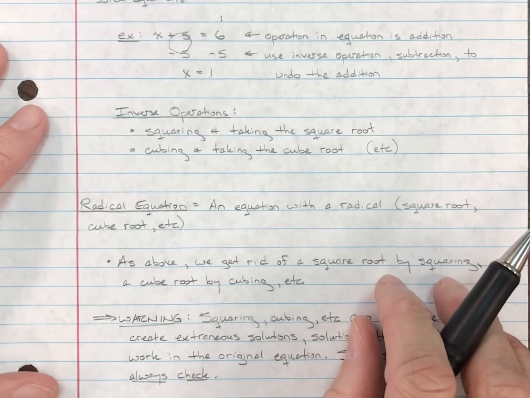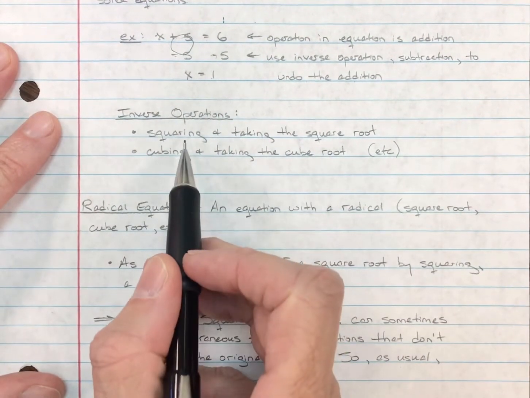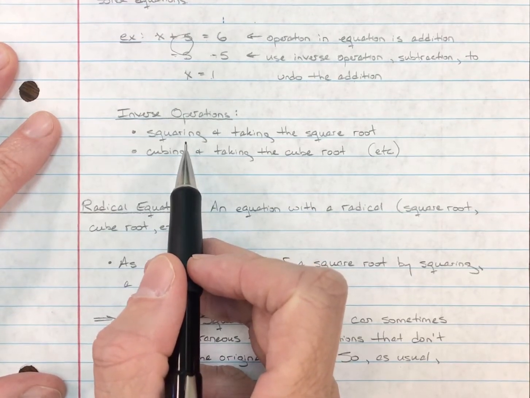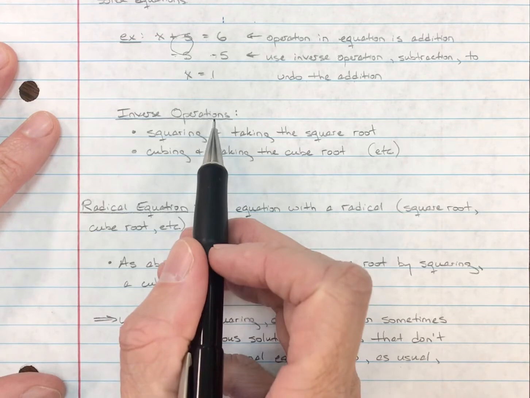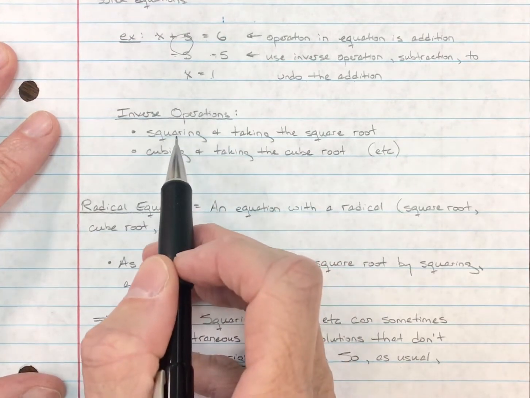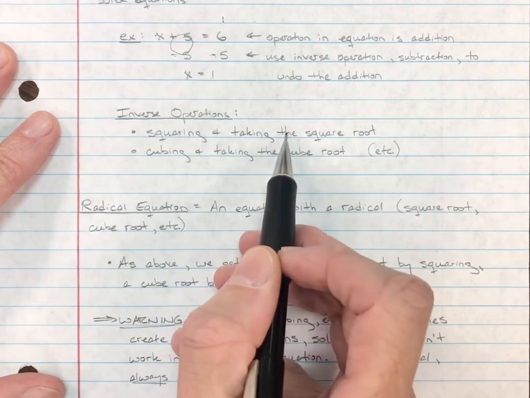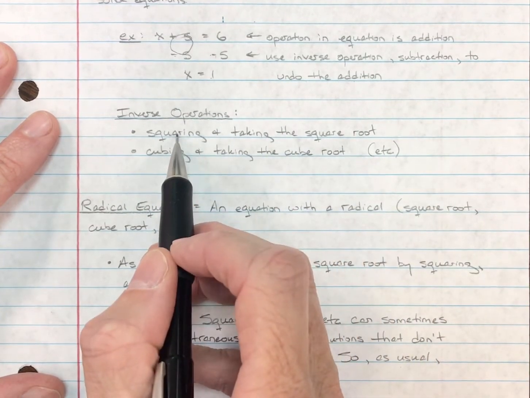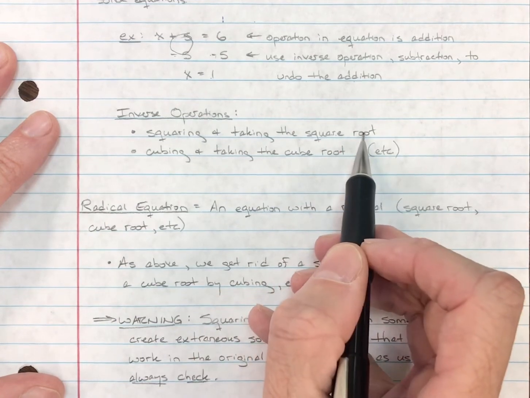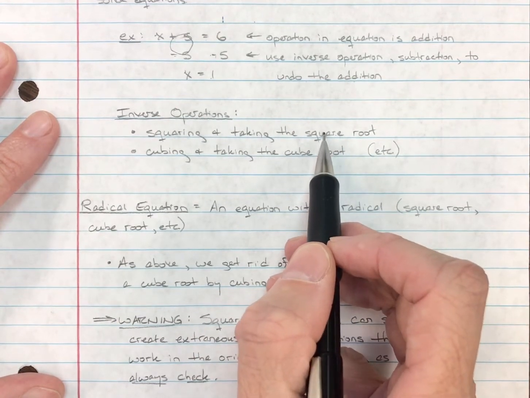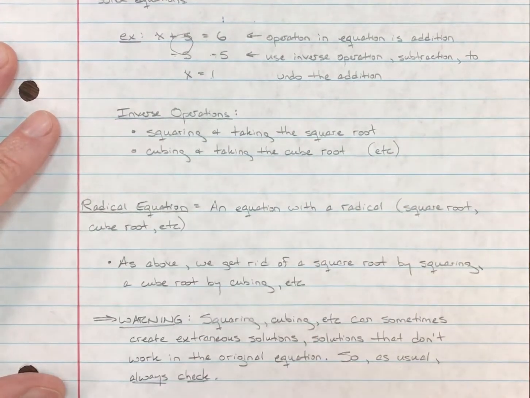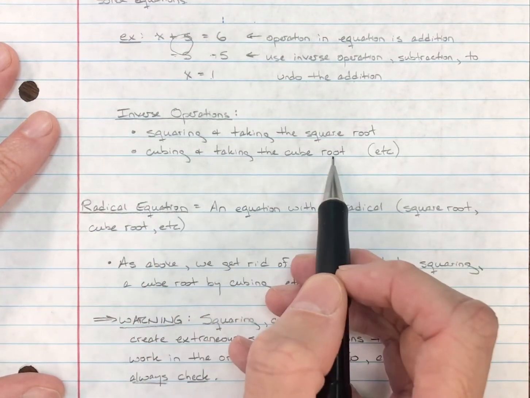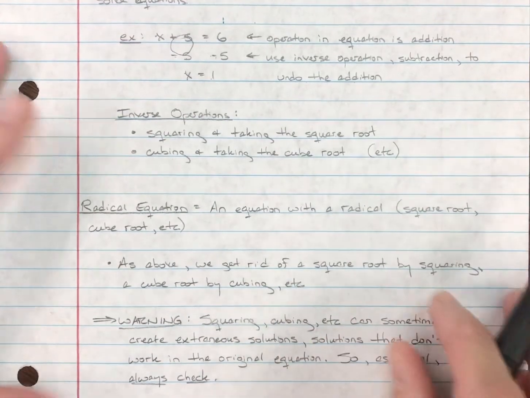Okay, so let's talk about inverse operations a little bit. When we're dealing with radicals or exponents, inverse operations are as follows. Squaring and taking the square root, those are inverse operations. If you square both sides, that undoes the square root. If you take the square root of both sides, that undoes squaring. Similarly, cubing and taking the cube root, etc.